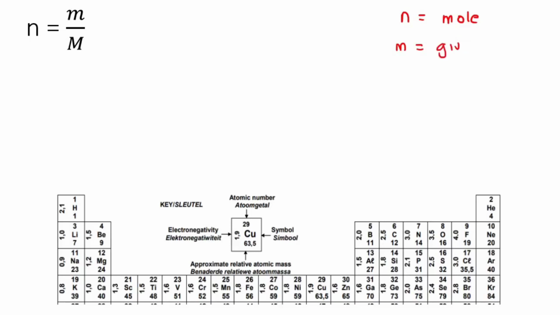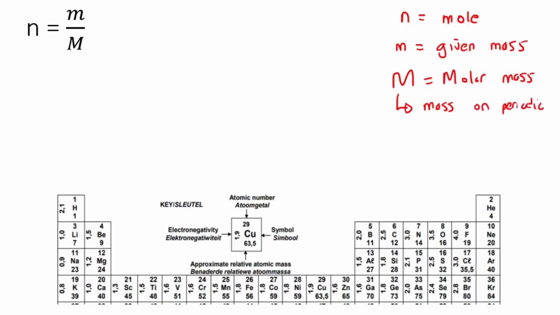This will all make sense when we do some examples. That's the given mass. And then the capital M is called molar mass. Okay, and what that is, it's the mass on the periodic table, and it's measured in grams per mole. So you write it like that. Okay, this will all make sense as we do some examples.